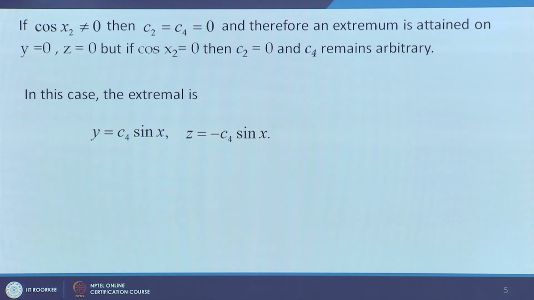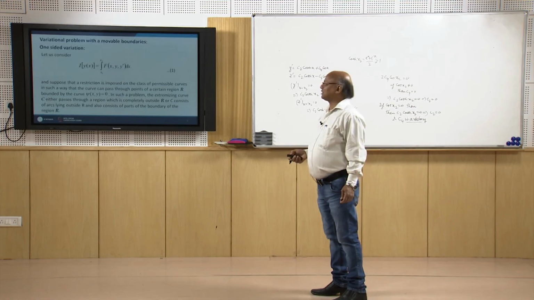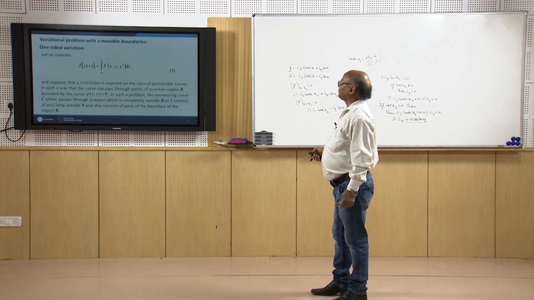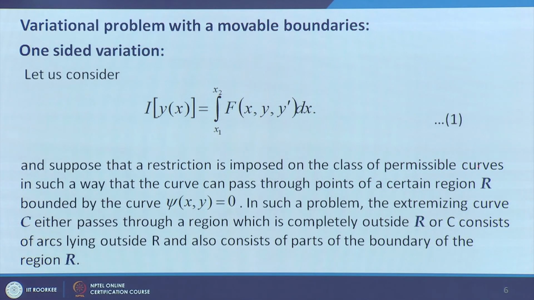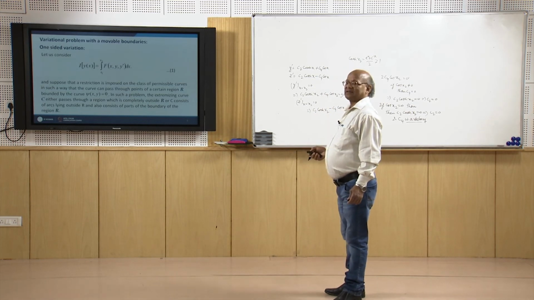Now, let us take the case of one sided variation. Here we are given a functional I[y(x)] equal to integral x1 to x2 of f(x, y, y') dx. Let us suppose that there is a restriction imposed on the class of permissible curves in such a way that the curve can pass through points of a certain region R bounded by the curve psi(x, y) equal to 0.